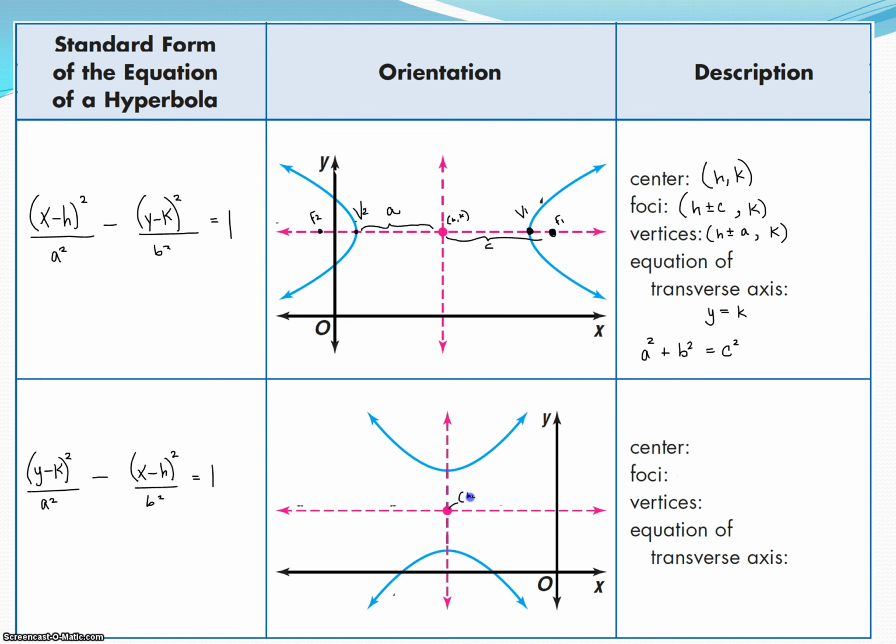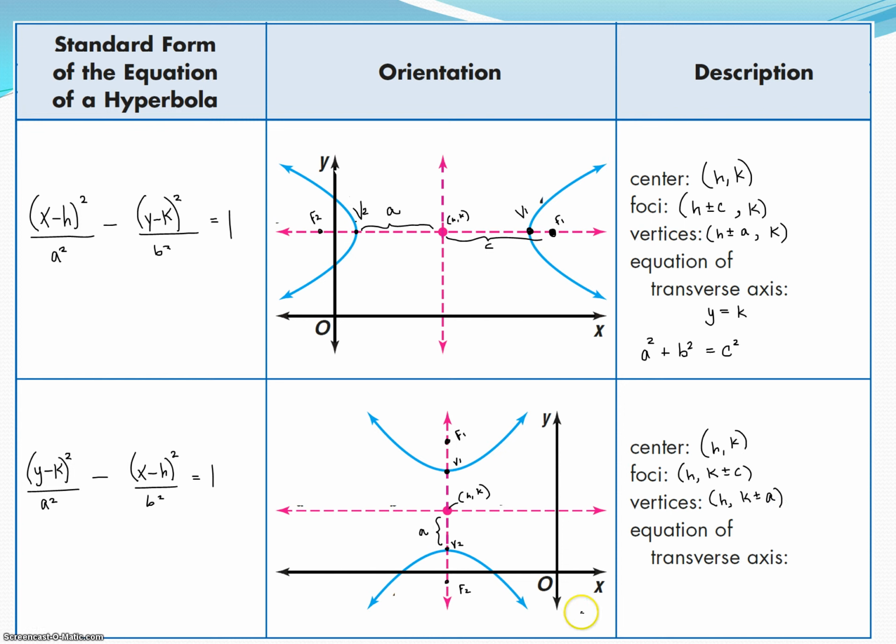So we still have the same center, h, k. This time the foci are up and down. So that means that to find the coordinates of the foci, we're going to have the same value for x, but we're going to take the y value and add and subtract c, the focal length. Then the distance out to the vertices, there's v1 and there's v2. This is going to be a. So to find the vertices, it's going to have the same x value, but we're going to go up and down from k with our a value.